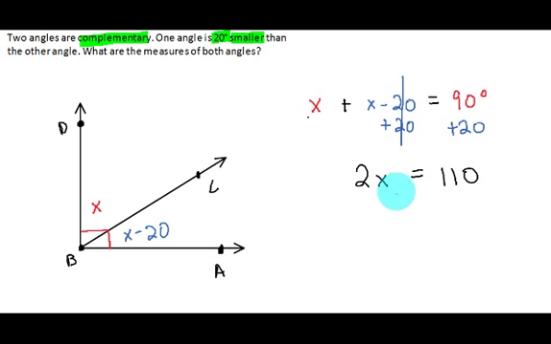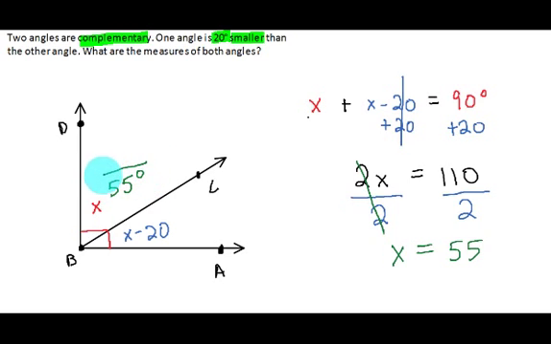So how do we isolate the variable from here? We have to undo multiplication, so we're going to divide by 2. If we do it to this side, we have to do it to the other side. Well, the multiplication and division will cancel, and I'm left with x is equal to 110 divided by 2, which is 55. So I know that x is equal to 55 degrees. So this value here is 55 degrees. I can box that up.